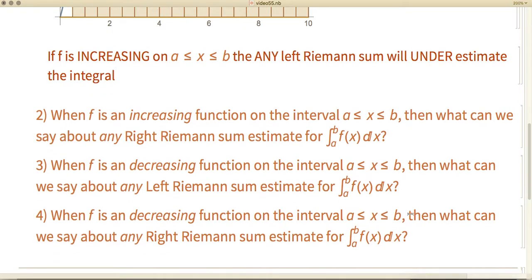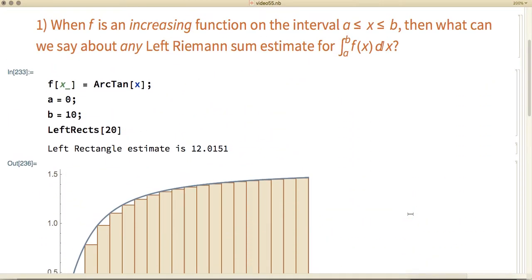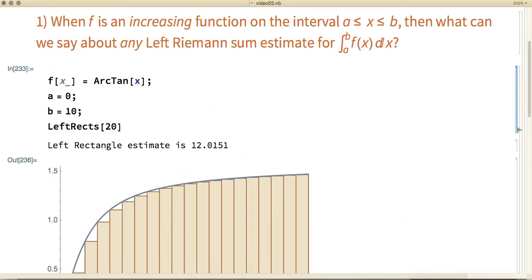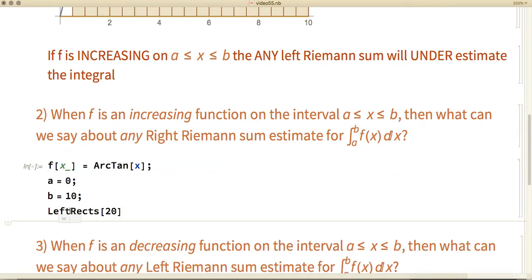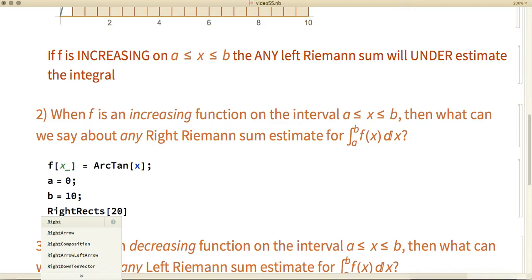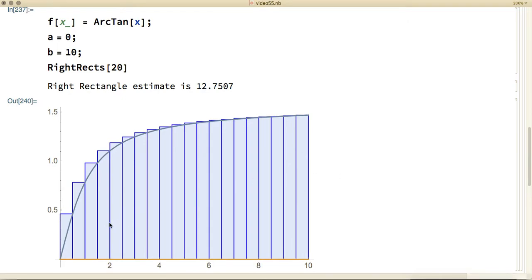Our second question deals with functions that are still increasing, but we want to look at right Riemann sums. So I'm just going to go back and grab this cell and put it here, and we will now start with right rectangles for the arctangent. Let's start with 20 of them. Here's the right rectangle estimate, and what I noticed is that all of the rectangles are above the curve. The curve is completely underneath the rectangles, so the right rectangle estimate must be an overestimate.